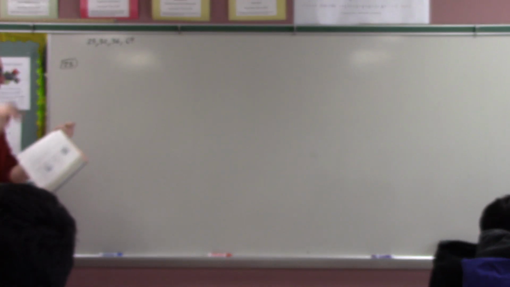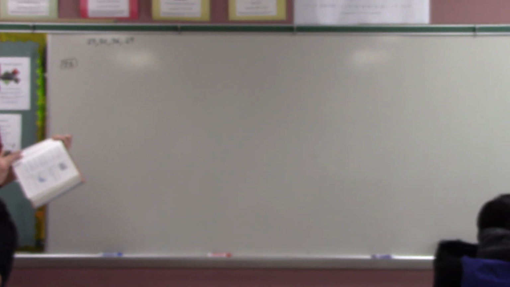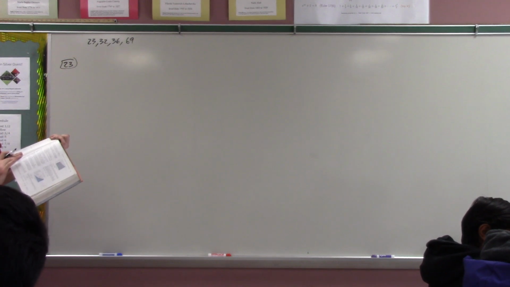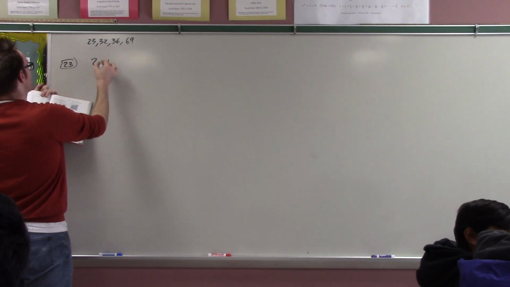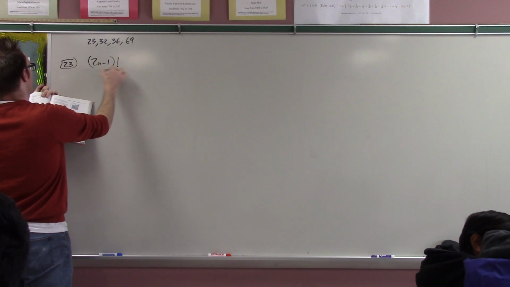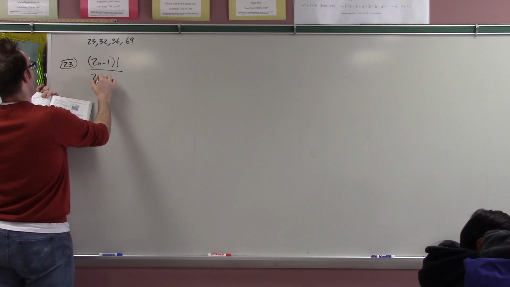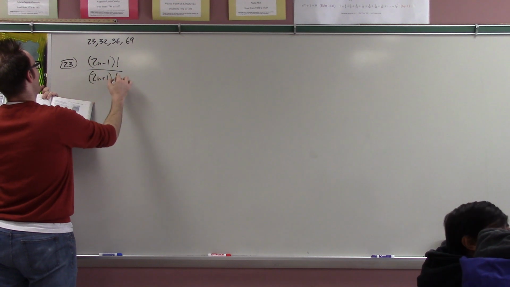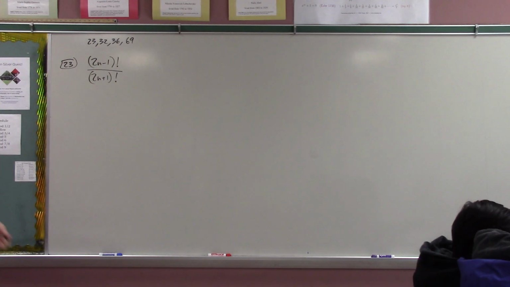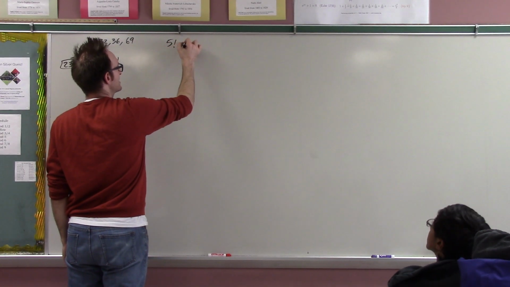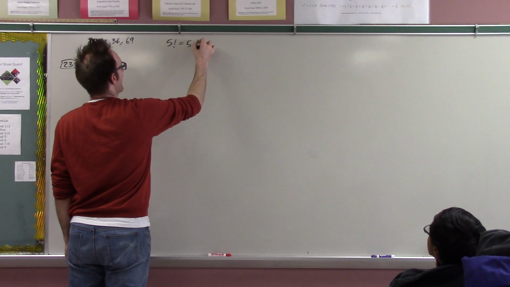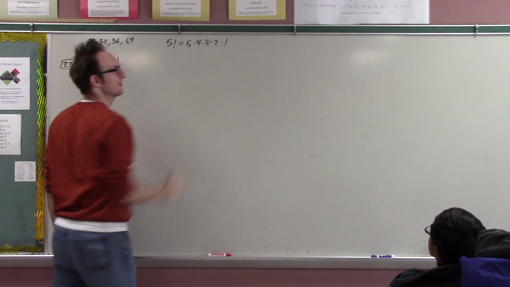Good. Ryan, erase the board. 23 says simplify the ratio of factorials. So that's 2n minus 1 factorial over 2n plus 1 factorial. Okay, well, what is a factorial after all? We learned this in the section, if you didn't know it already. 5 factorial means 5 times 4 times 3 times 2 times 1, all the way down like that, yeah?